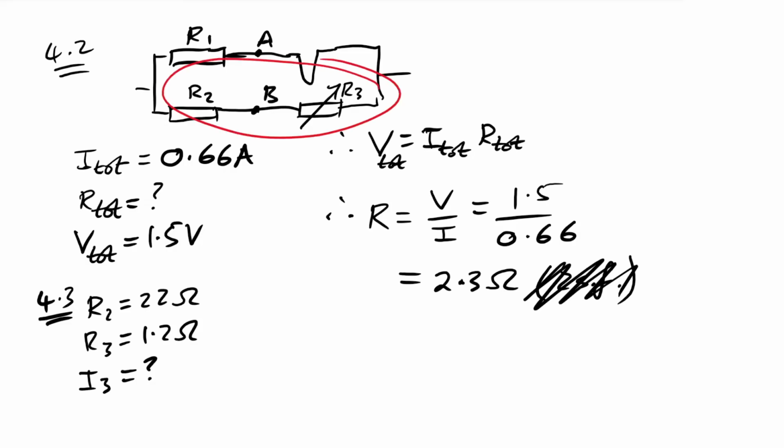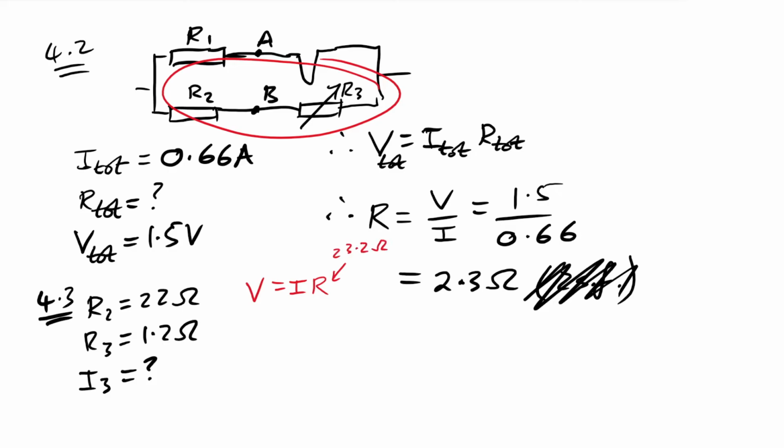So we're thinking in terms of the 2 resistors in 1 right now. So let's go with V equals IR. What do we know? Well, we know that the resistance is going to be both of those added up. So it's going to be 23.2 ohms.